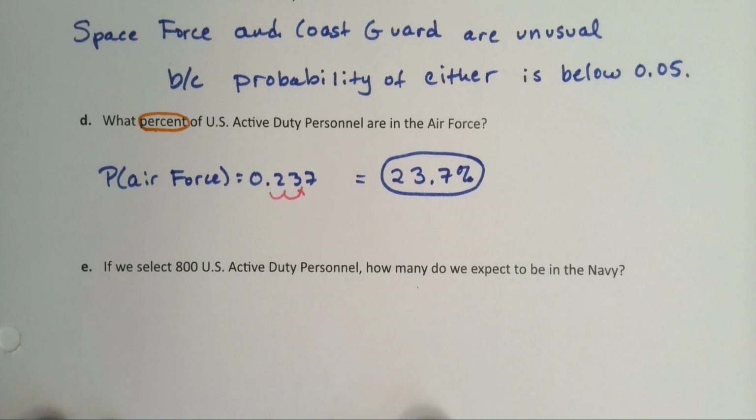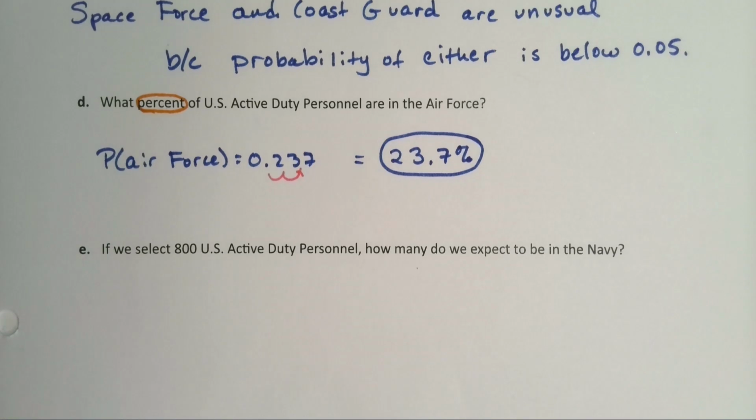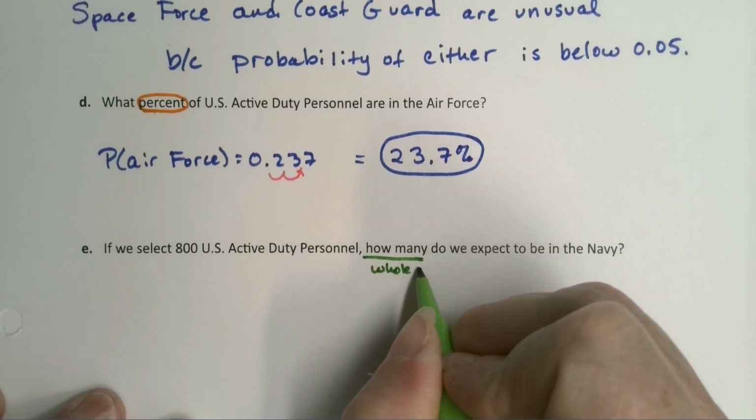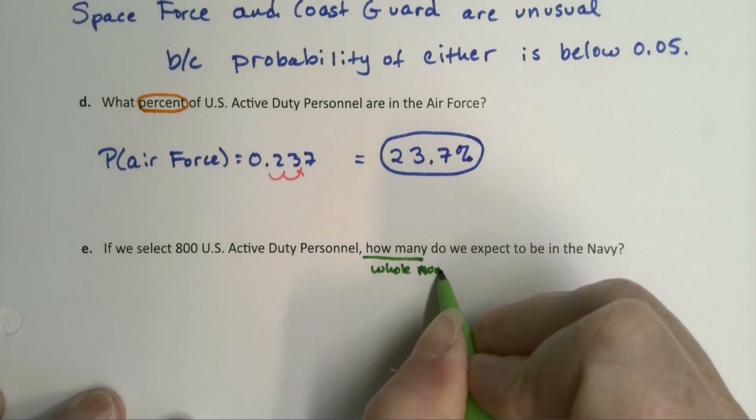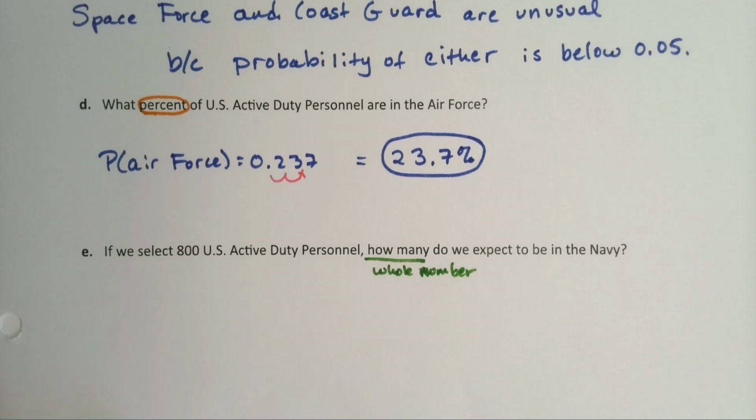If we select 800 U.S. active duty personnel, how many do we expect to be in the Navy? How many is a whole number, right? Spelling the word number wrong there. How many would be a whole number? So what we need to do for this, and this is kind of setting us up a little bit for chapter 6, to be honest.